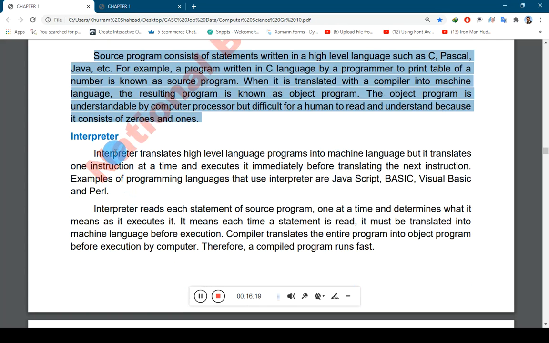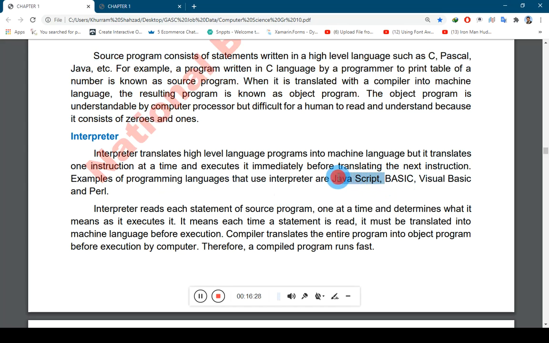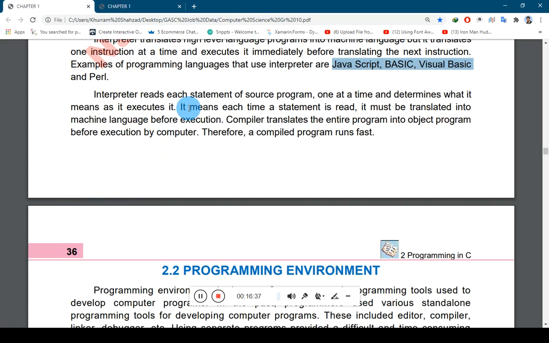It can only translate one line at a time and then execute this line, then it will go for the next instruction. Examples of programming languages that use an interpreter are JavaScript, Basic and Visual Basic. These languages use an interpreter, not a compiler. An interpreter reads each statement of the source program one at a time, determines what it means and executes it. It means that each time a statement is read, it must be translated into machine language before the execution.